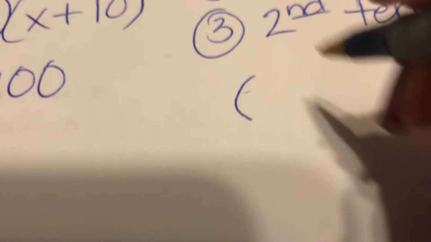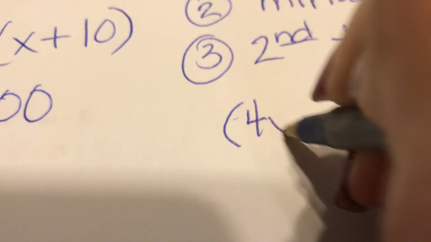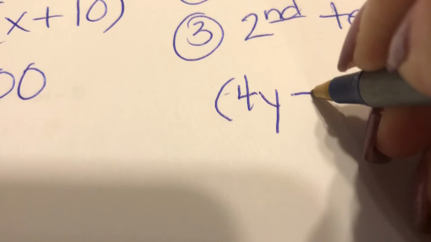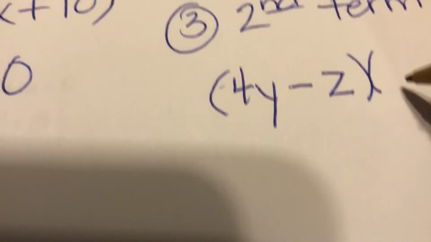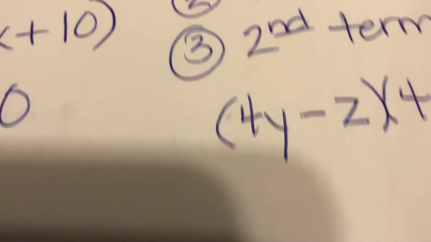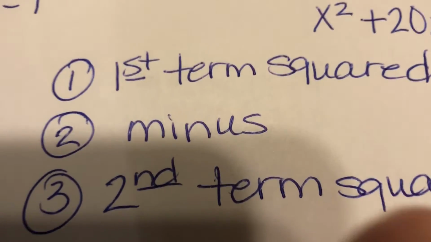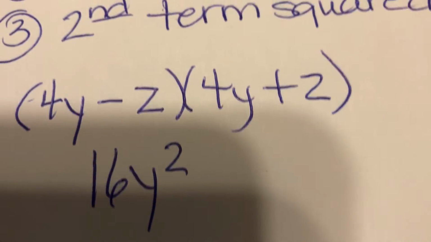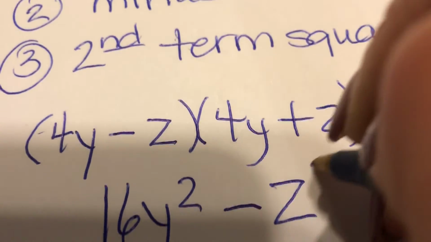Okay, one more, and then we'll be done for today. Say I had 4y minus z times 4y plus z. 4y times 4y would give me 16y squared. The two middle terms are going to cancel. It's always going to be minus because the signs are opposite, z squared.